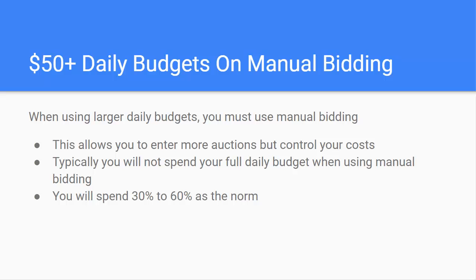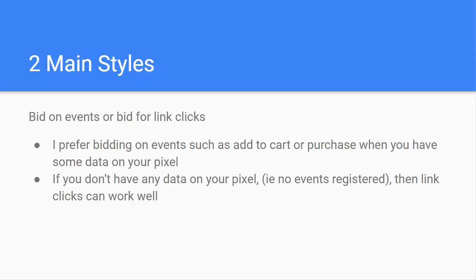Typically, you're not going to spend your full daily budget when you're using manual bidding, so keep that in mind. You'll spend 30 to 60% as the norm. So if you have a $100 daily budget on a manual bidding ad set, you might spend 30 to 60 bucks on it. Okay? That's typical. Now, there's two main styles with manual bidding.